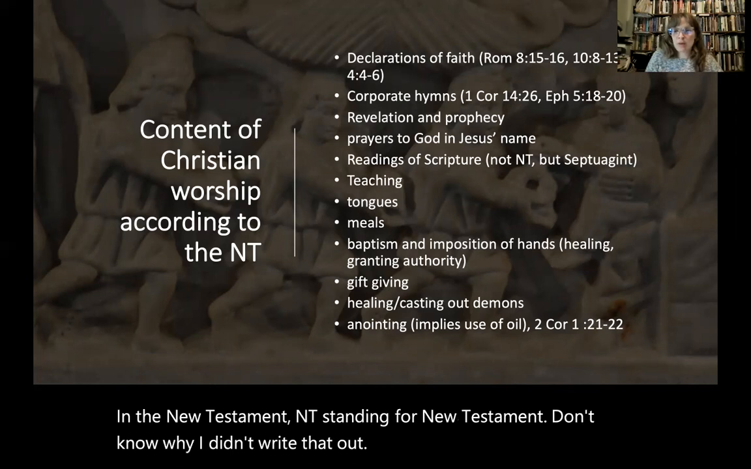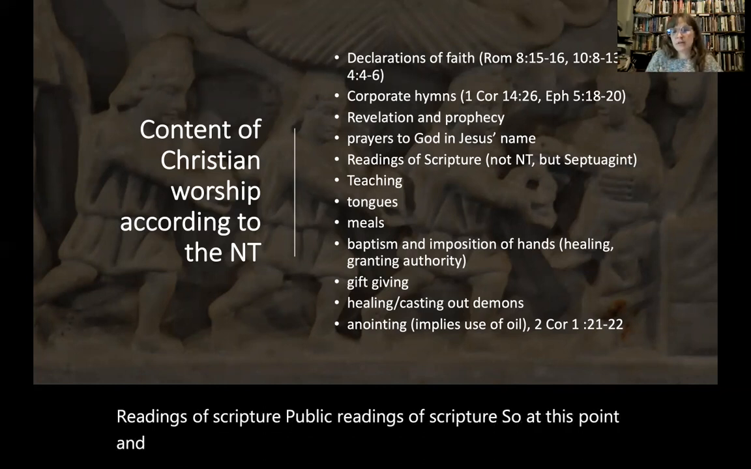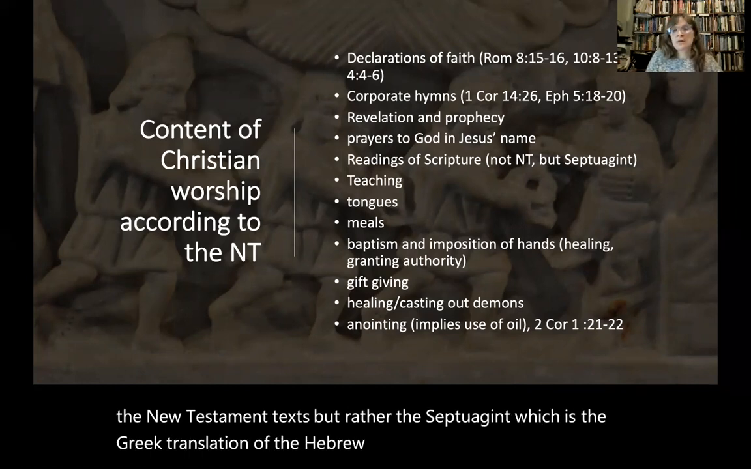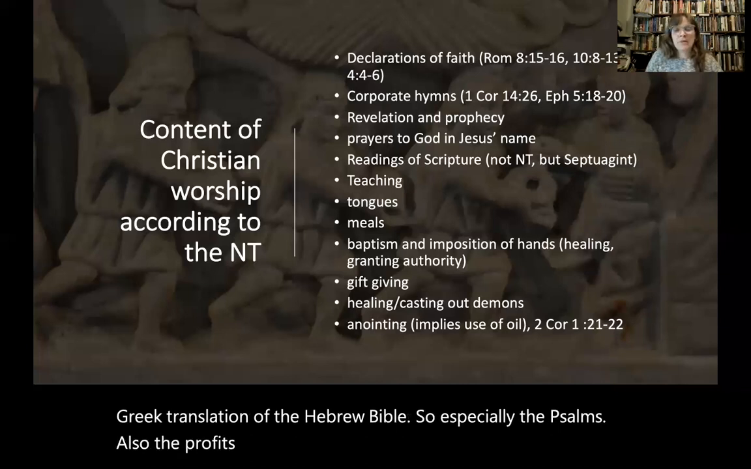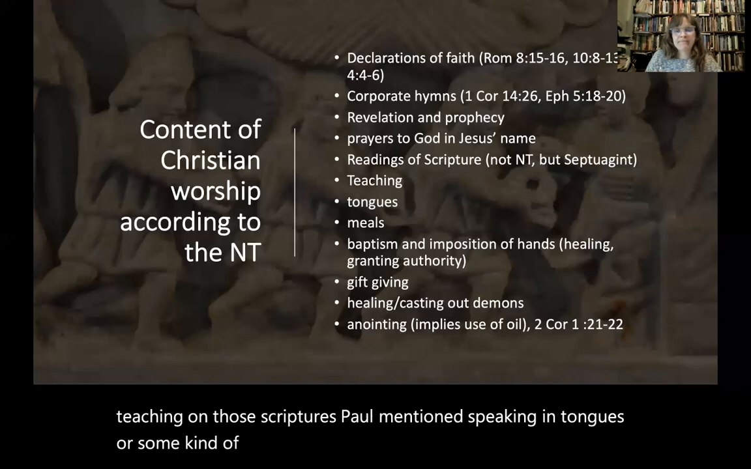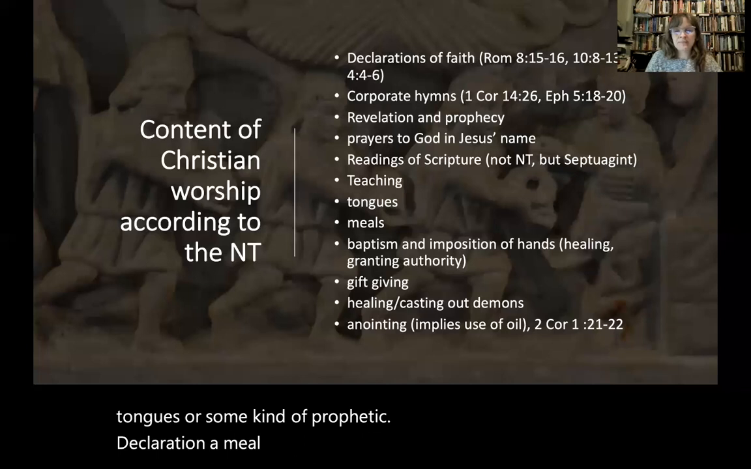Readings of scripture, public readings of scripture. So at this point, in the 1st century or so of Christianity, that would not be the New Testament text, but rather the Septuagint, which is the Greek translation of the Hebrew Bible. So especially the Psalms, but also the prophets and so on. Then there would be exposition or teaching on those scriptures. Paul mentioned speaking in tongues. There's some kind of prophetic declaration, a meal together. We'll come back to that in a second.